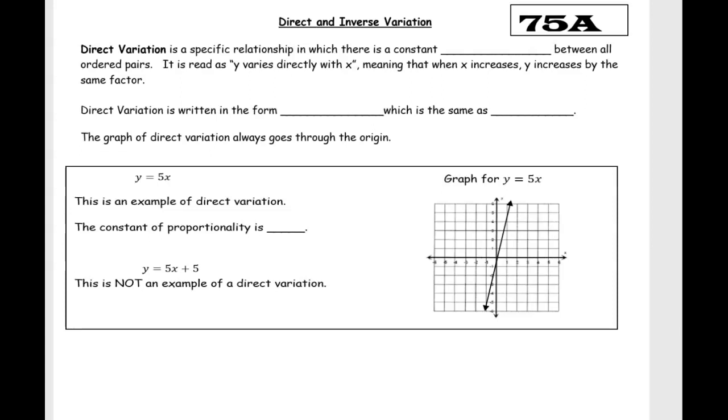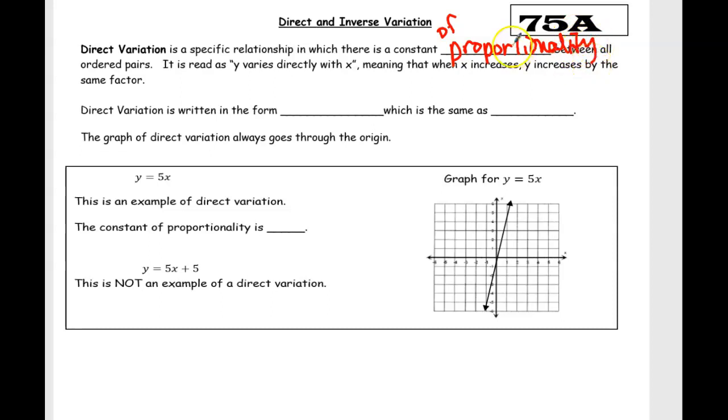Today we are going to learn about direct and inverse variation. Direct variation is a specific relationship in which there is a constant of proportionality. So think about a proportion.